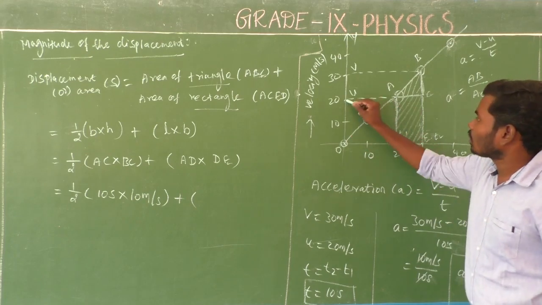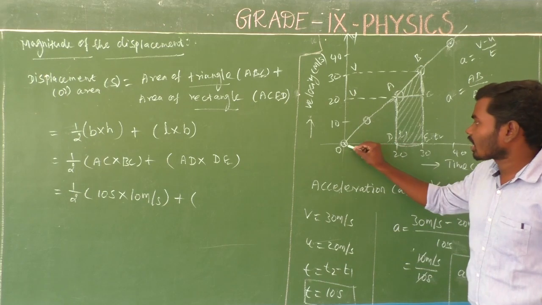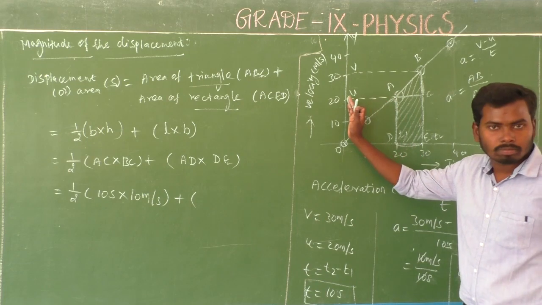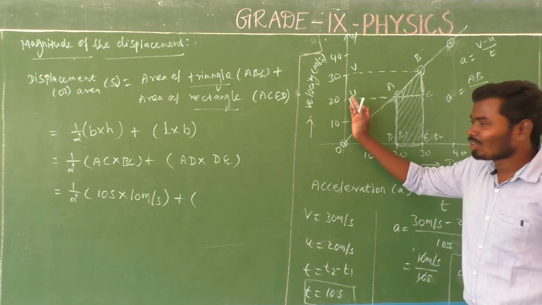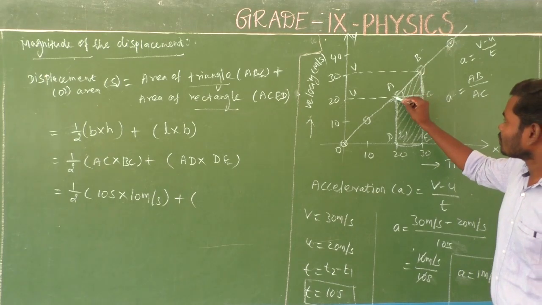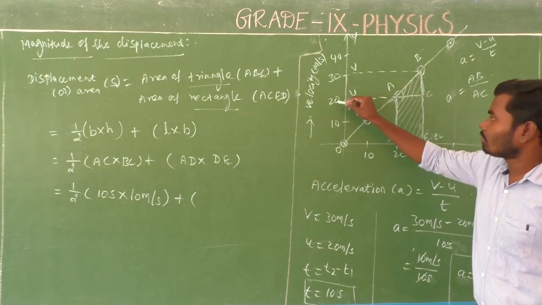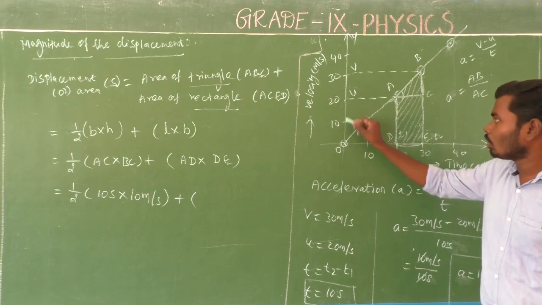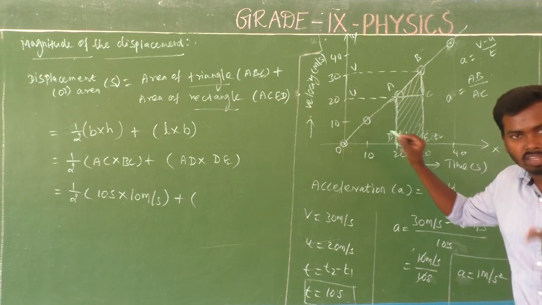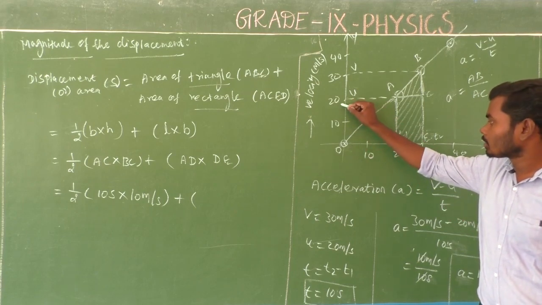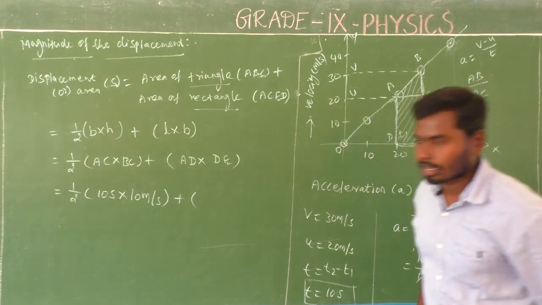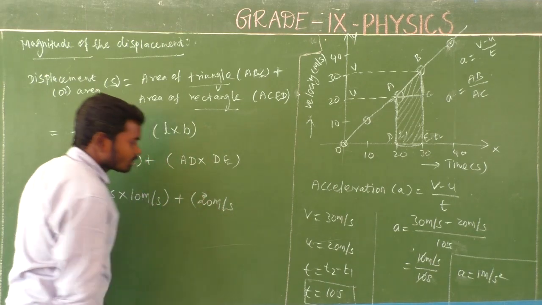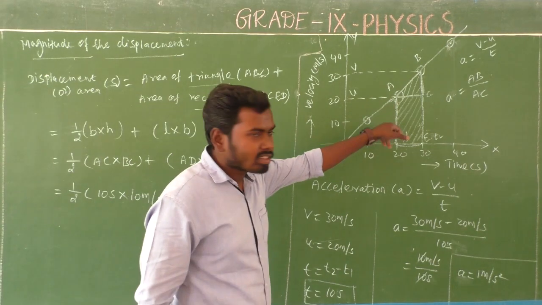Look here, final velocity how much here? Final velocity 20 and initial velocity corresponding 0. This AD is parallel to this side. So A corresponding on the velocity axis is 20 meters per second, that is final velocity, and D corresponding on the y axis is 0. Final velocity minus initial velocity is equal to change in velocity. How much change in velocity? 20 meters per second minus 0 is equal to 20 meters per second. So the AD value is 20 meters per second, which is the length of the rectangle.